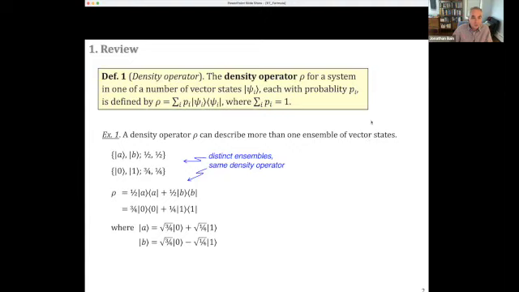So towards that end, let's briefly remind ourselves of a bunch of definitions leading to it. The first is the definition of a density operator in quantum mechanics. A density operator rho for a system in one of a number of vector states, each with some assigned probability p sub i, is defined to be a weighted sum of projection operators onto the individual vector states weighted by the corresponding probability. Of course, the sum of the probabilities has to be one.